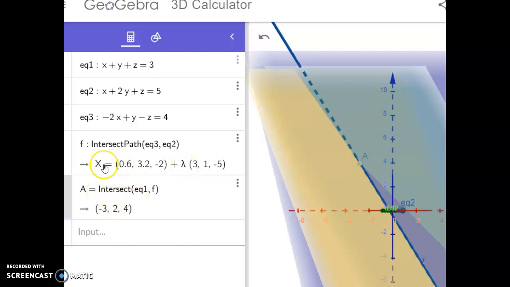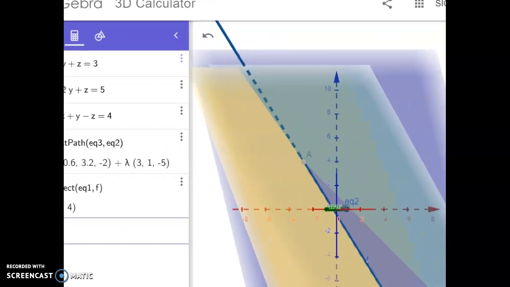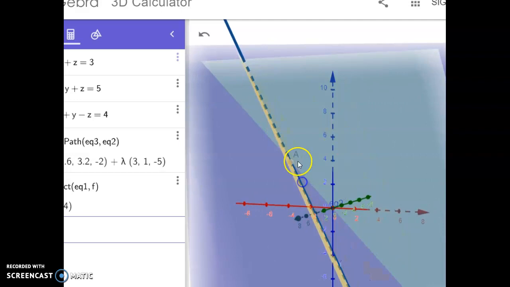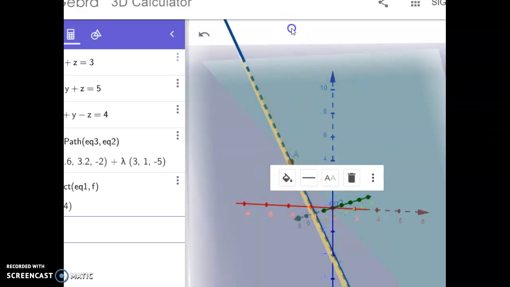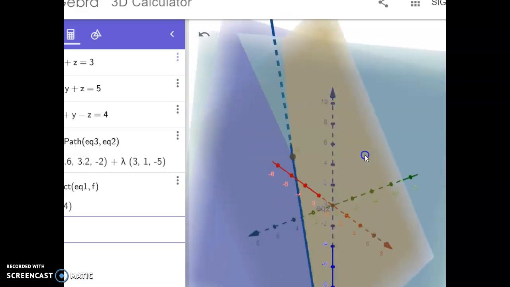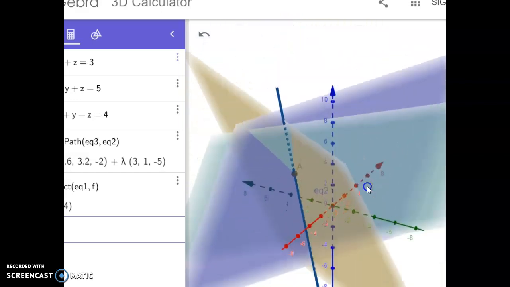And then this particular line here, which is called f now, intersects with the equation 1, which I hadn't used yet, in only one point, and that indeed is our solution, which is that gray point right here. I don't know if I can click on this. Not really. I guess it does some funky things. Anyway, that's where all the three planes intersect with each other.